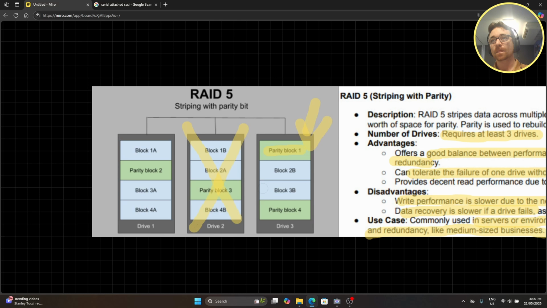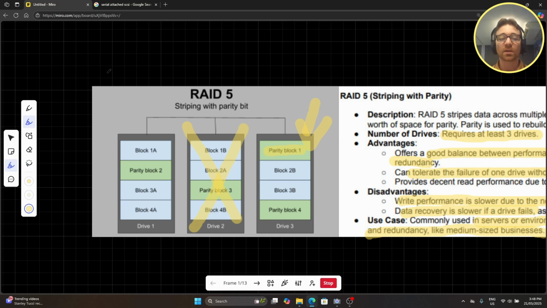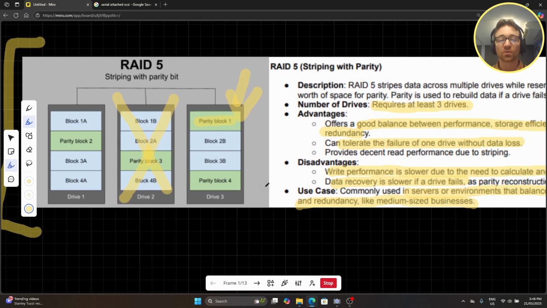However, oh, and you also need an additional drive for this, right? Remember that, you need 3 drives for this. So the cost is going to be a bit higher. However, it's going to be worth it if you do need redundancy and good speeds, okay? So that is when you would want to use RAID 5.